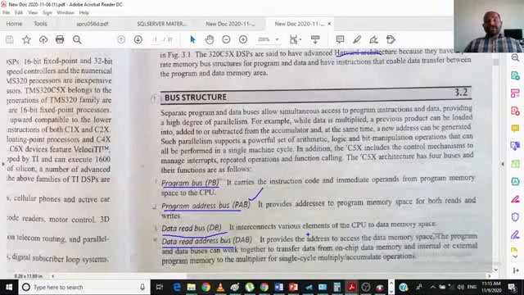When you take the accumulator, I think you would have seen this in the 8085. In the 8085, we have 8 registers: register A, B, C, D, E, and the H, L pair.